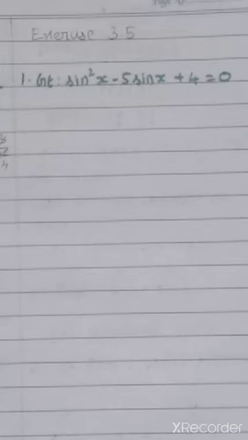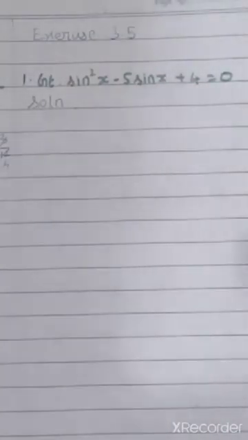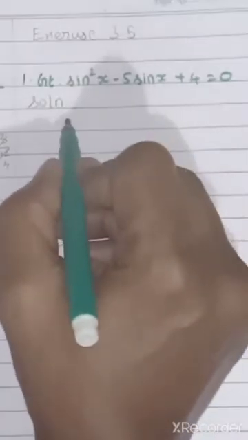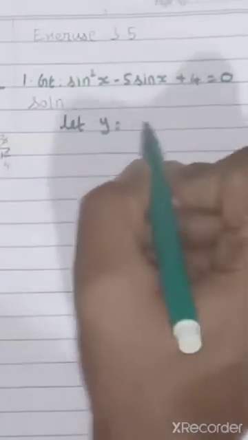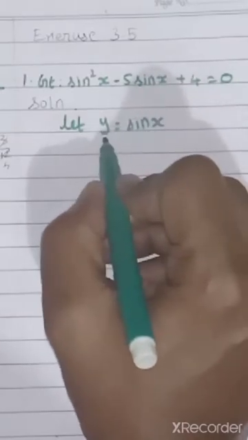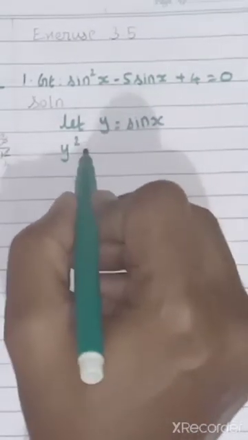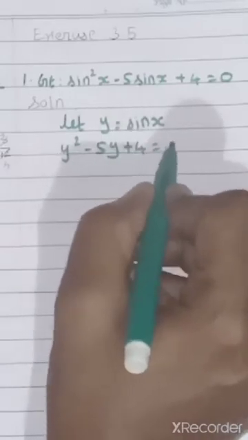Okay. So if you take the first problem, solve the following equation, and the question it is given that sine square x minus 5x plus 4 equal to 0. Now is this a polynomial equation? No, this is not a polynomial equation, right? So first we have to change this as a polynomial equation. So what we can take, let y equal to sine x. So whatever the value is given, that we are going to take it as y. Now how can you rewrite this equation? Y square minus 5y plus 4 equal to 0.